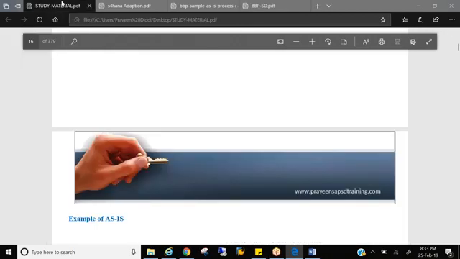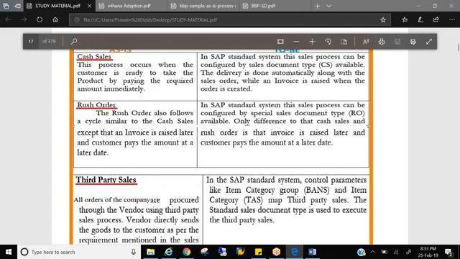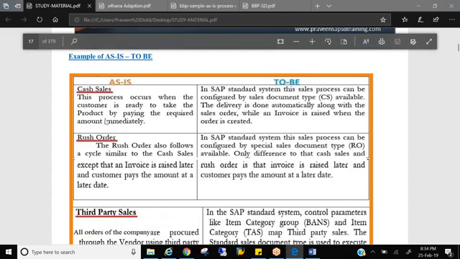So let's see cash sales. What is the customer telling? This process occurs when the customer is ready to take the product by paying the required amount immediately. That's what we do when we go to a Big Bazaar, right? We pay the amount, we take the material, we leave. The customer will not tell you this is cash sales, but you should identify that this is cash sales. In SAP, we have a sales document type called CS, item category BVN, and there are two triggering points which help us print the bill immediately. So you should have all this knowledge.